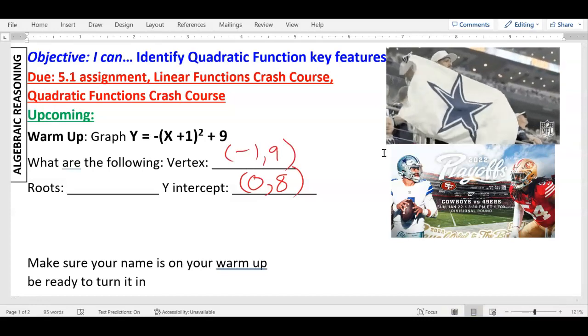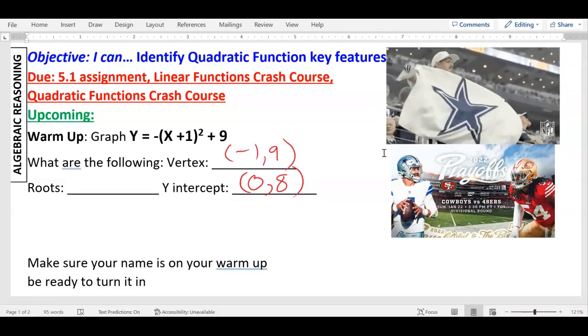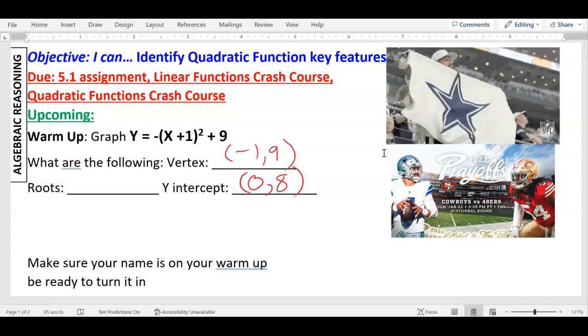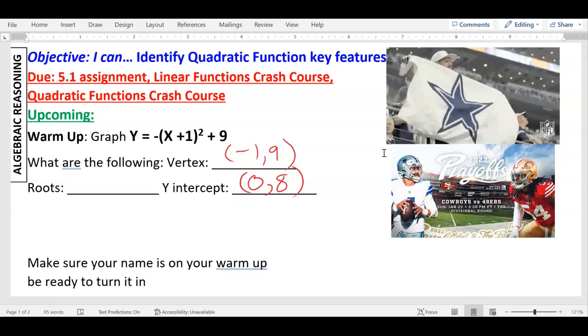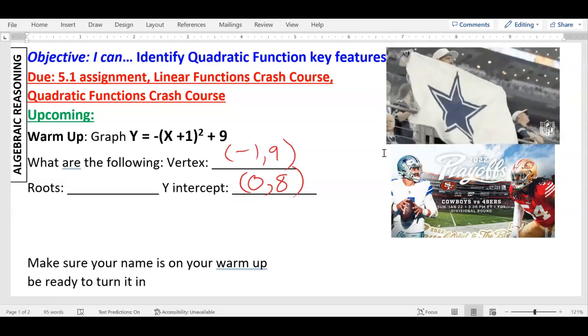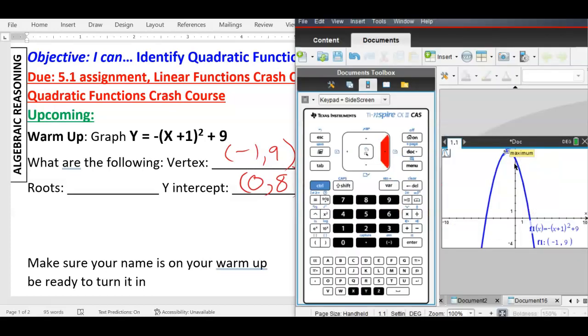Last thing I need are roots. Now, what's another name for roots? X-intercepts, zeros, and solutions. Okay, four phrases. X-intercept, zeros, root, solutions. You could see any of those, and they mean where does it cross the X? So on my graphing calculator, I see it crosses the X 2 times. You'll see that? Once here, once here.